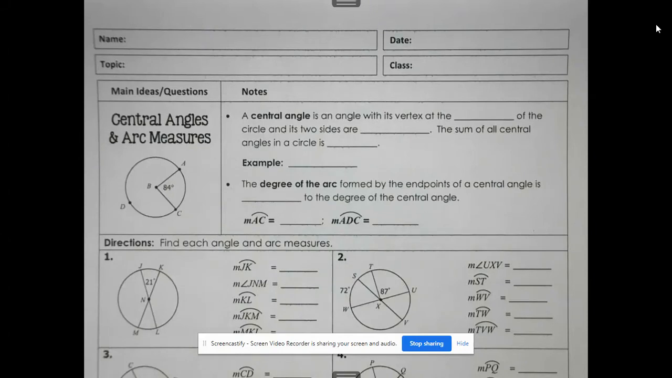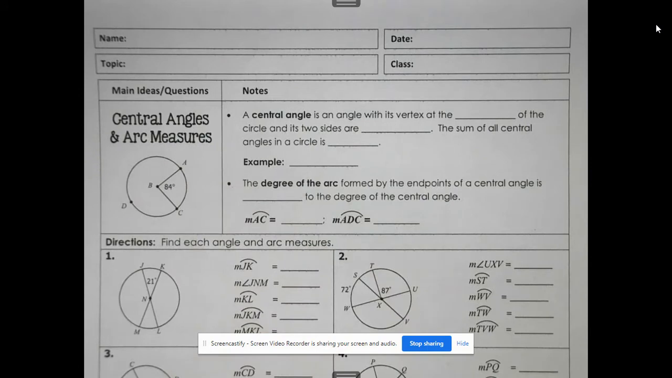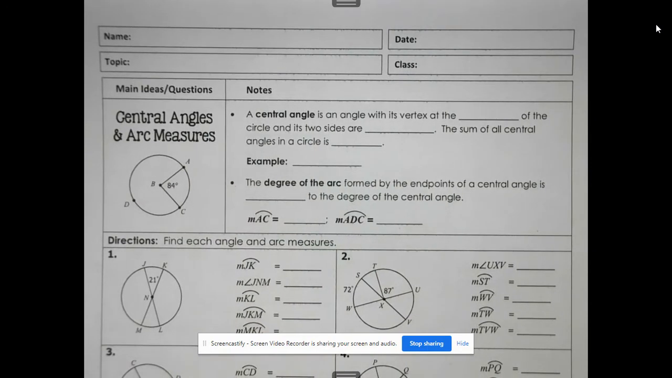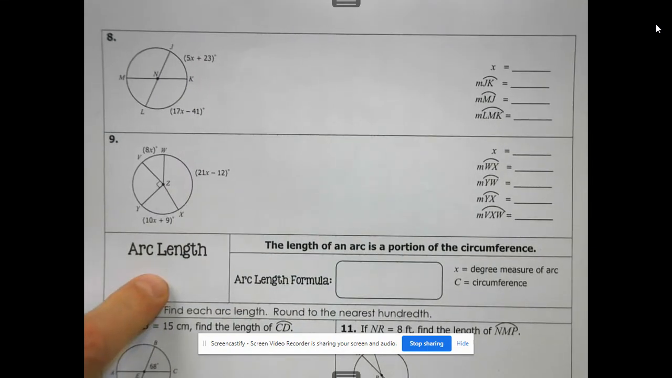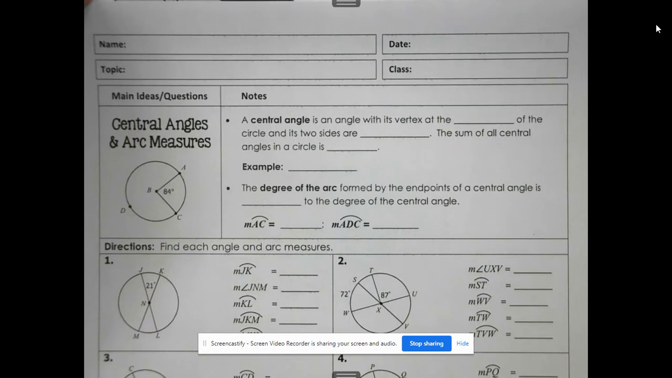All right, guys, this lesson's on central angles and arc measures. So front side, we'll talk about some central angles, and then on the back side, we'll hit up some of the arc length, and I'll give you guys a formula for that once we get going. So kind of quick, not too bad of a lesson today.